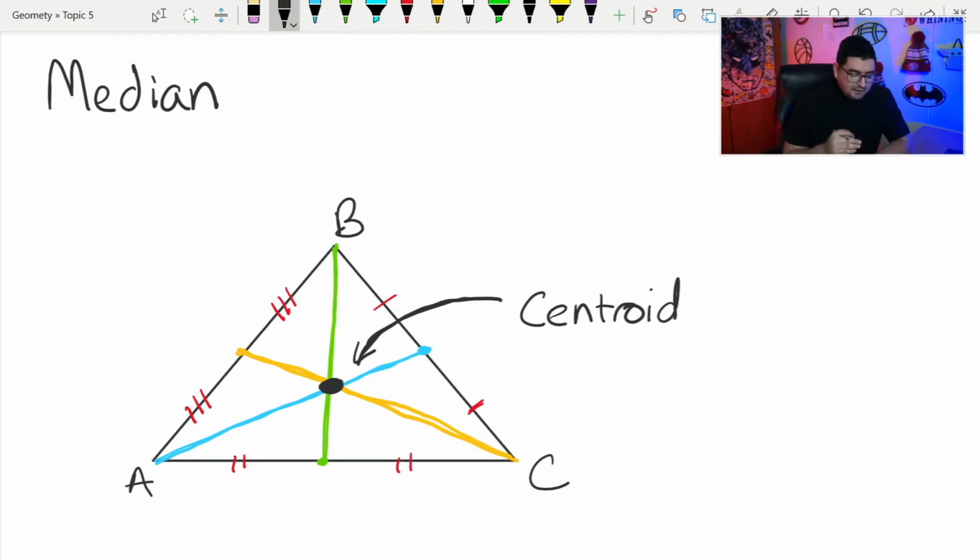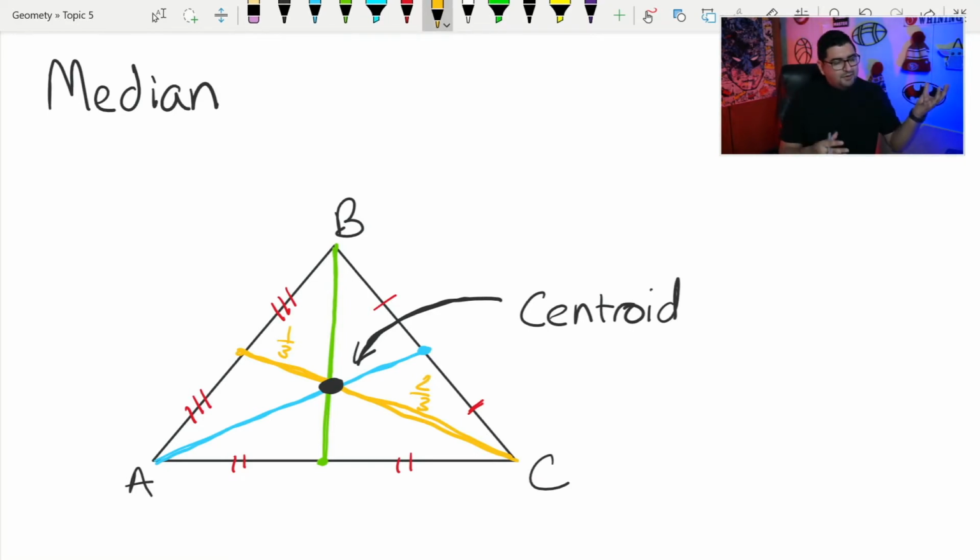Okay, now the centroid does something very special to each of these lines. The centroid cuts them not in half, but sort of at the 2/3 mark. So it cuts it, and you have one side that's 2/3 of the whole line, and the other side which is 1/3 of the whole line. And some of you are probably looking at that and saying, ew, I don't like fractions. Well, that's understandable. But here's what that really means.